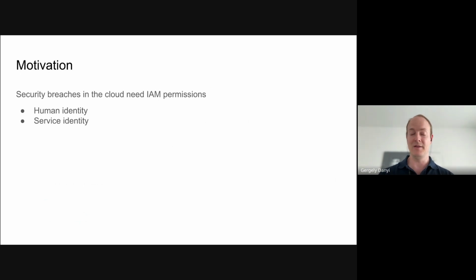Why is this even a topic? If you look at the history of security breaches in the cloud, there is always an identity involved. The identity has IAM permissions which define the authorization of this identity. And these permissions enable the malicious actor to go about their business. The identity can either be a human or a service identity. And their permissions really define the blast radius of the attack, define what this threat actor is able to accomplish.